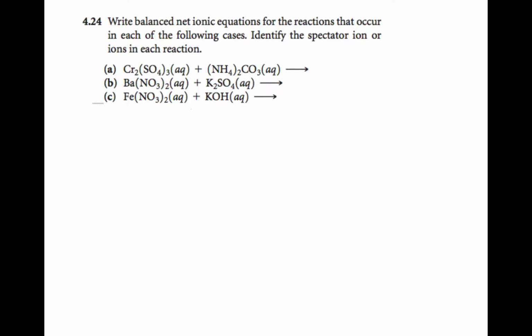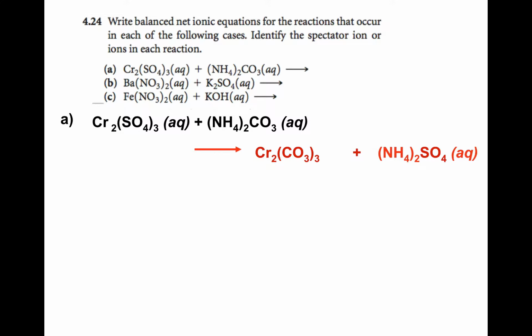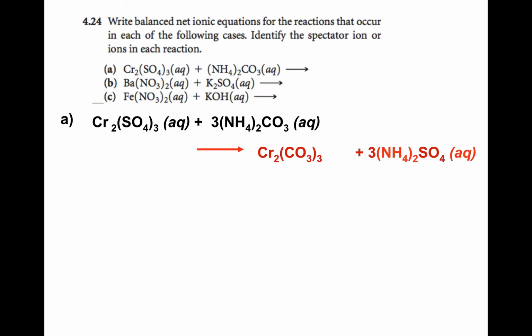In number 24, we have to write the balanced net ionic equations and identify the spectator ions. These are precipitation reactions, so we've got soluble ionic compounds, and we're looking for a solid to drop out. So when I have chromium 3 sulfate reacting with ammonium carbonate, I look at the rules for carbonate and sulfate, and most carbonates are insoluble, and chromium carbonate isn't an exception. So this will drop out.